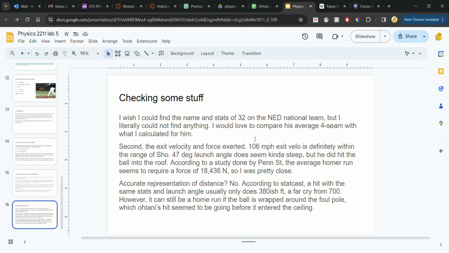And doing some quick checking, most of this stuff seems about right, except for the distance, which seems way off. But my math checked out, so I'm not sure why it doesn't. Yeah, you can pause it and read it.